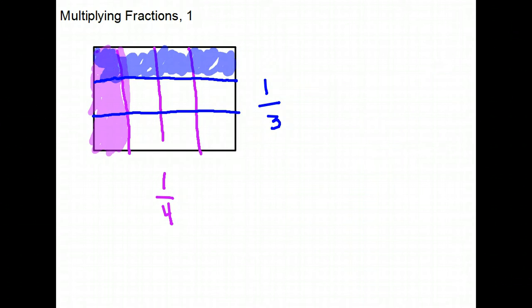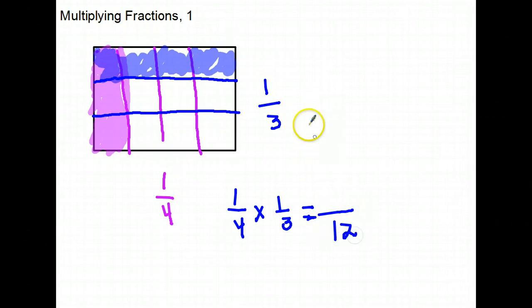Alright, so now if I multiply the two numbers, 1/4 times 1/3, how many parts have I divided my area into? Well, 1, 2, 3, 4, 5, 6, 7, 8, 9, 10, 11, 12. I now have 12 equal parts. And what has the common shading? It looks like I have blue and purple only in this one here. So I've got 1 of 12 shaded.